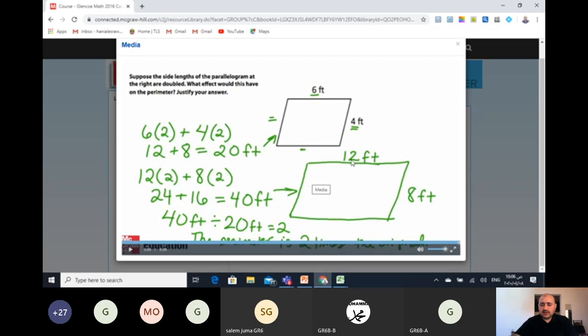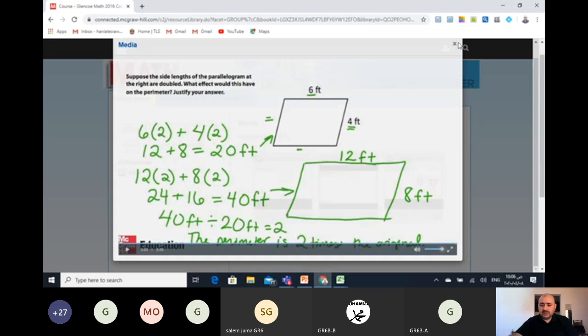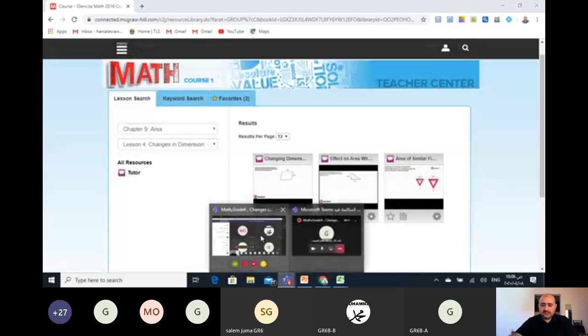In the second case, I can write 12 plus 8 plus 12 plus 8, or 2 times 12 plus 2 times 8. 2 times 12 will be 24, and 2 times 8 will be 16. 24 plus 16 will be 40. Now compare the results here. Here we have 20, here we have 40. When we double the dimensions, what happens to the perimeter? 40 equals 2 times 20. The perimeter doubled. This is the meaning of what is the effect on perimeter. So this is our lesson today.